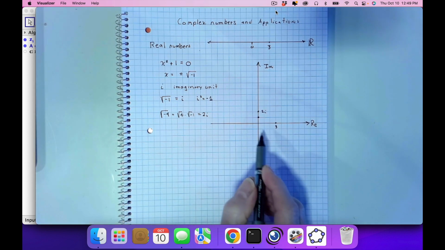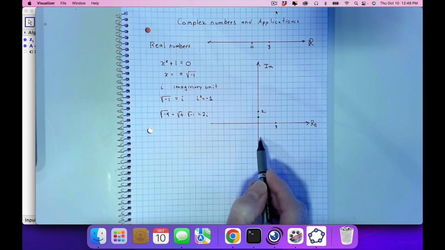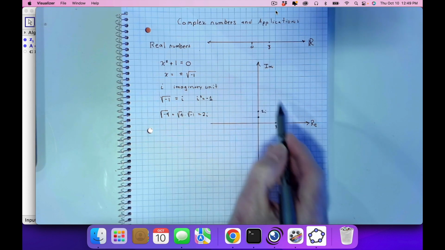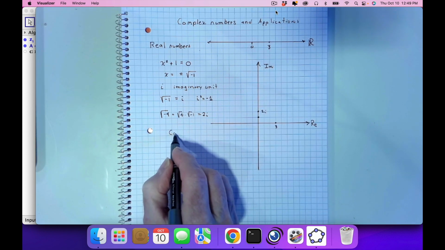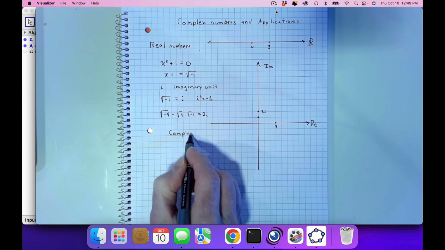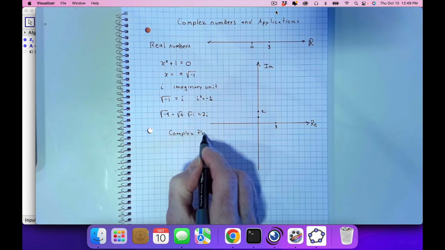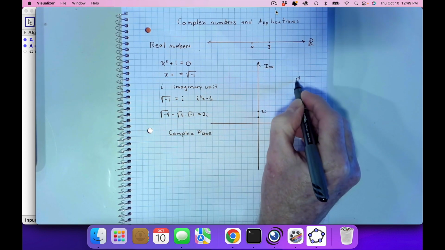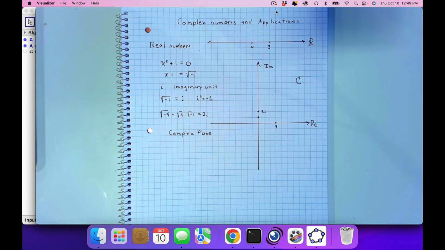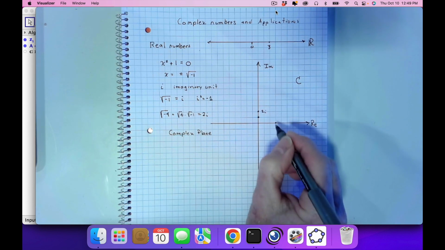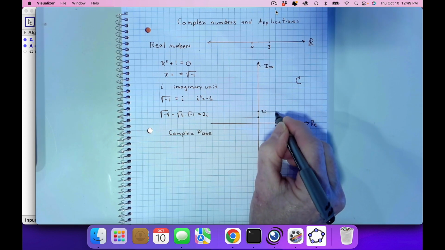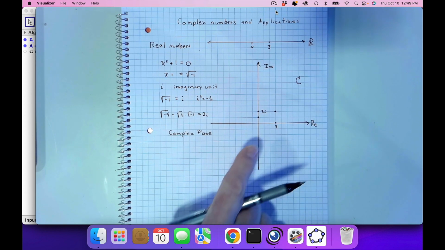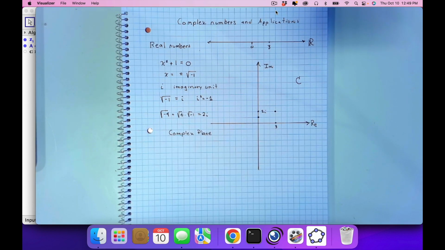When I let this axis represent real numbers and this axis represent imaginary numbers, we have created something that's referred to as the complex plane, C. So here we have the complex plane. There are other points in this plane that don't fall on either the real or the imaginary axis, for example, this point right here. That point would be a geometric representation of what we call a complex number.